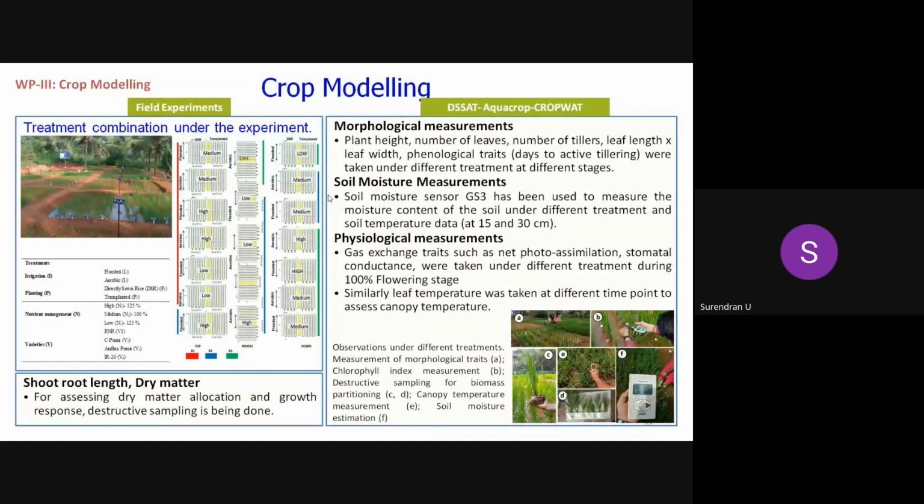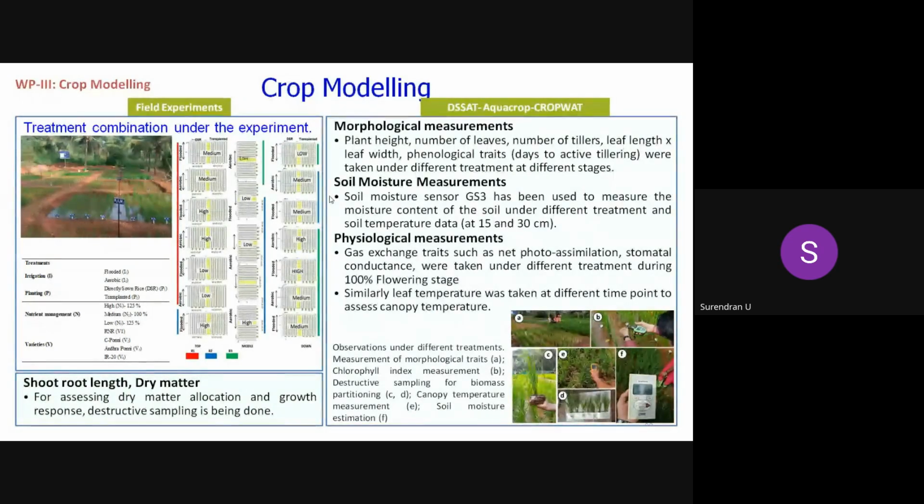Especially we have attempted DSSAT and APSIM, as well as one more model. InfoCrop also we have attempted, but the results I am presenting are based on DSSAT. Here different treatments were also given, even for upland cultivation, especially the aerobic rice.